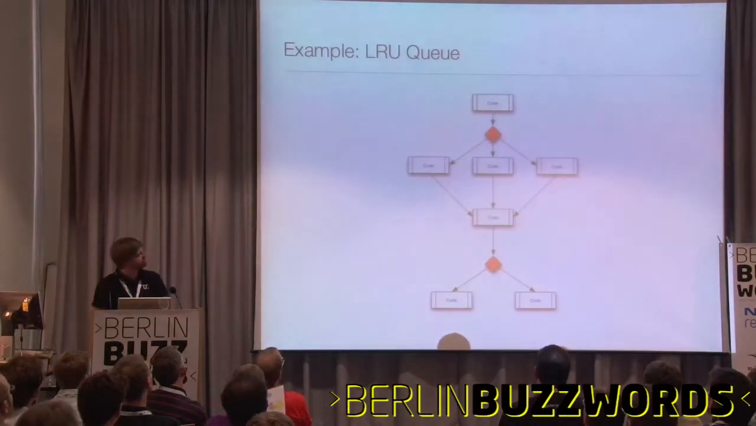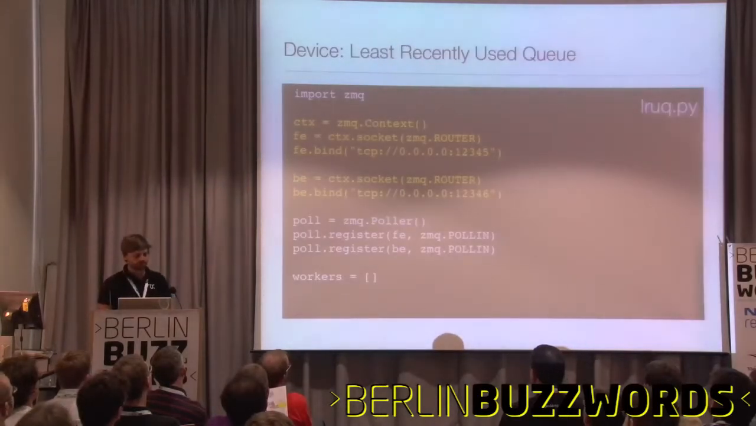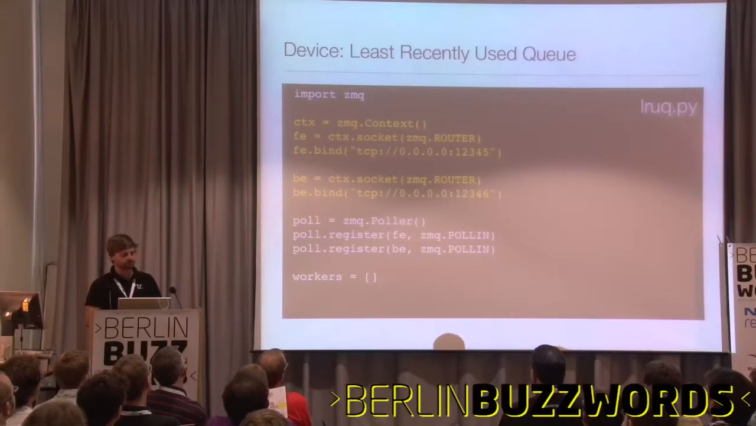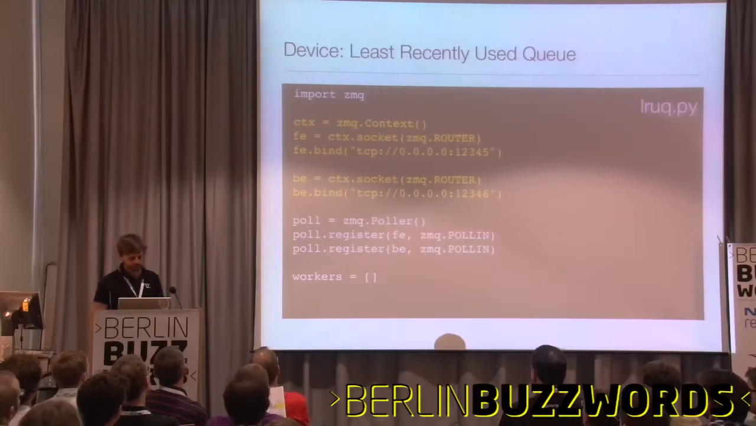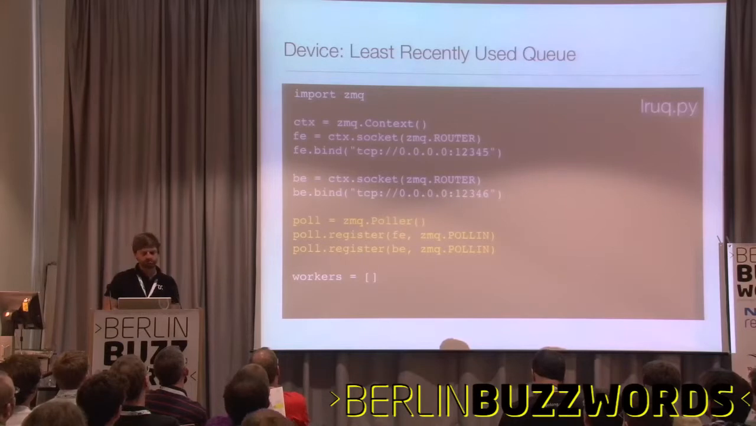Okay, next bit is the actual queue, the least recently used queue. In this case, we will create two sockets, one being the front-end socket, where the clients will connect, and one being the back-end socket, where the workers connect. In this case, both sockets are router sockets. Basically, this is an asynchronous version of the reply socket. Instead of directly calling the receive method on the socket, which would block, we are using a ZeroMQ poller, which is basically an event loop on both ZeroMQ sockets. We register the front-end and back-end socket with the poll-in event. That means we have a message ready on the socket.